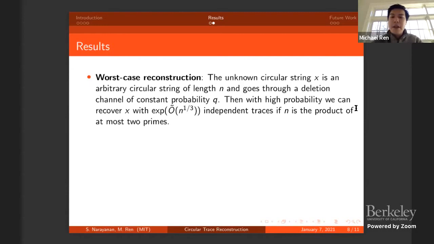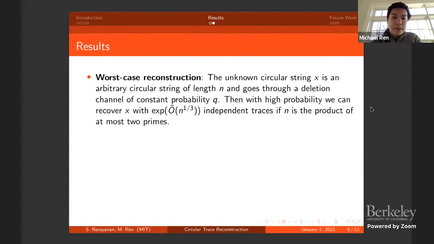So the reason that there's this dependence on the prime factorization of N is that in our proof, we modify the approach for linear strings, where we want to consider a certain polynomial that has coefficients depending on the string, except to deal with the circular strings, we need to encode the circular nature of the string somehow. So we use nth roots of unity. And if N has too many prime factors, then the nth roots of unity aren't as well behaved and our approach doesn't work. So in fact, we've shown that the only N for which our approach works are exactly the N which are the product of at most two primes.